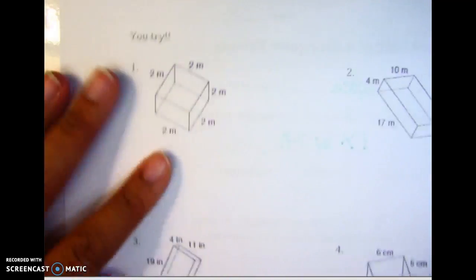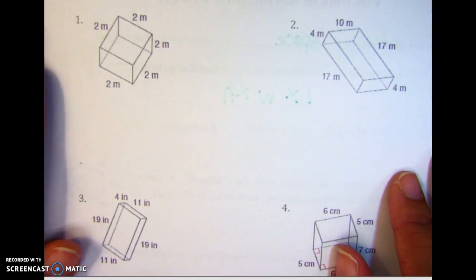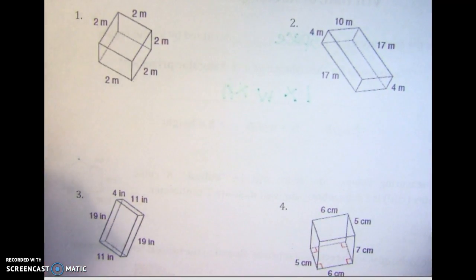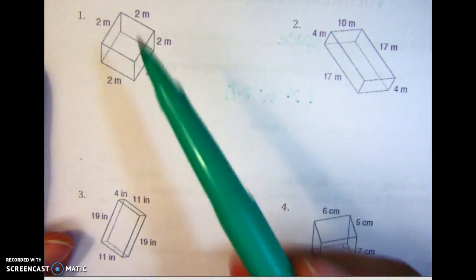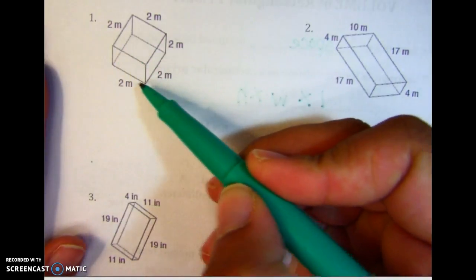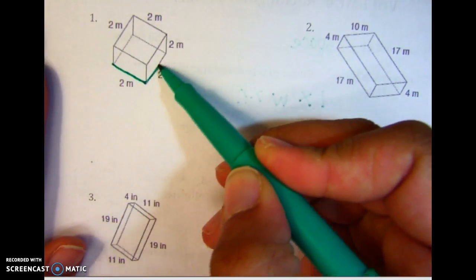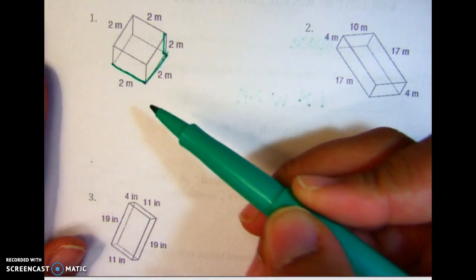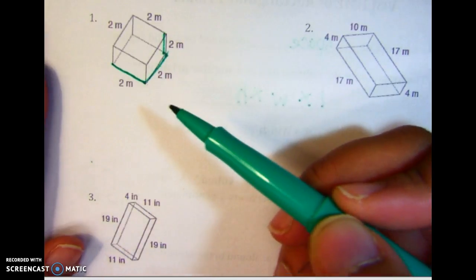So now on the back, you're going to work out these problems and have Miss Gardner or the teacher check your answers when you're done. They give you a whole bunch of numbers, but you only need three things. You know, length, width, and height. So it's going to be 2 times 2 times 2.